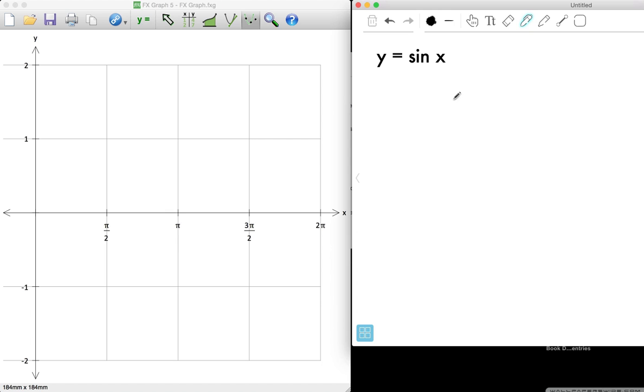I'm going to make a little table of values here. I've got x and y. Again, you shouldn't be graphing this with a table of values. You should be doing these 5 points I'm going to show you by memory, but I'm just going to show you where they come from. We'll start with an x of 0.